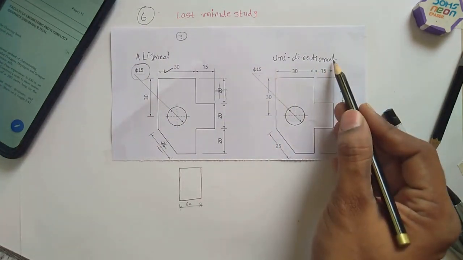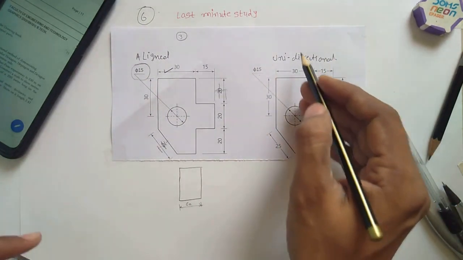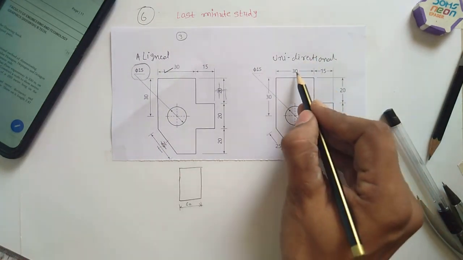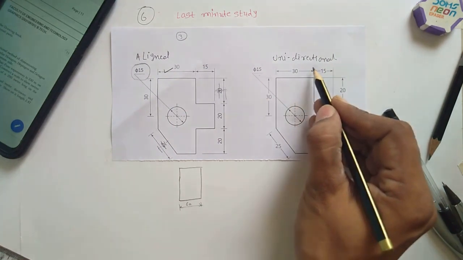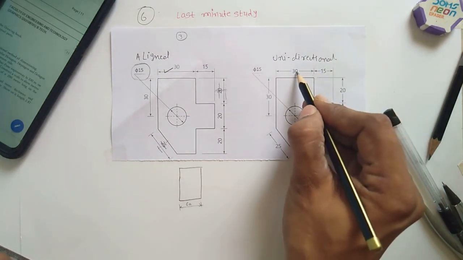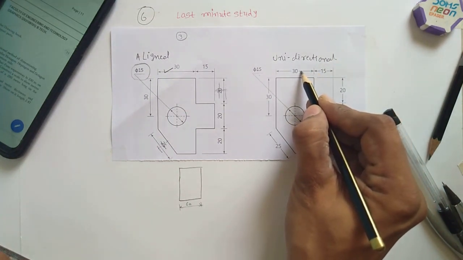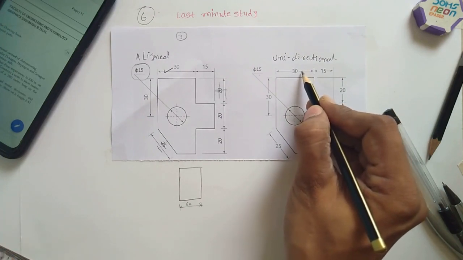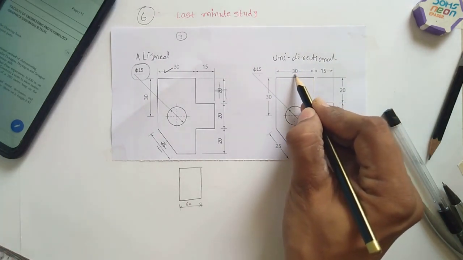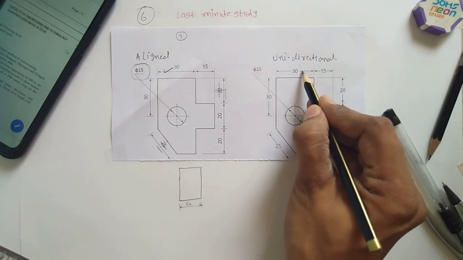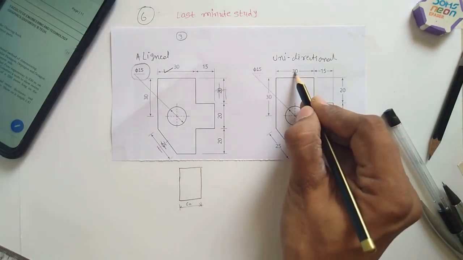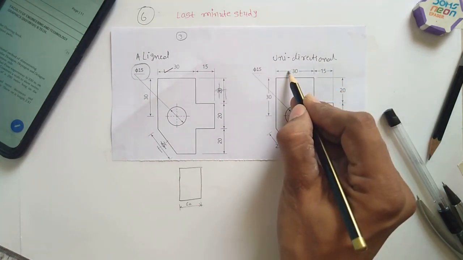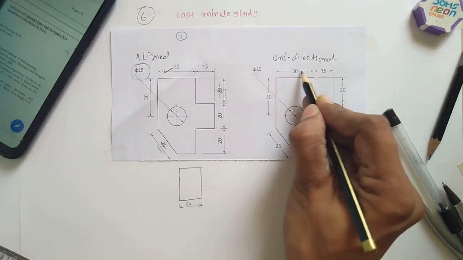In unidirectional, again you have to follow three rules. You have to write down your dimension on the line, but remember the dimension should not touch the line. That thing you have to make sure. Okay, so whatever dimension you write, it should not touch the dimensioning line; it is at the center of the dimensioning line, on the line, and always in horizontal direction.